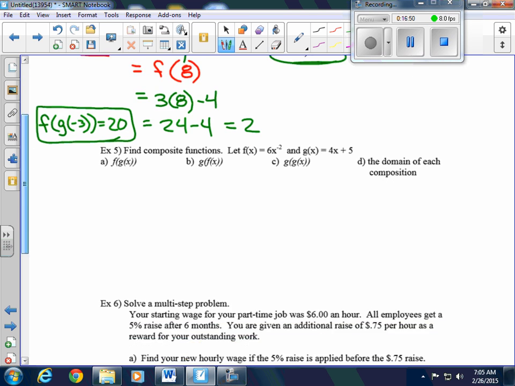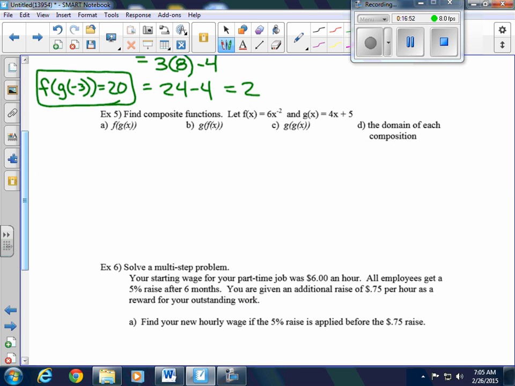Now in example 5, we're going to do the same thing, only we're going to find f of g of x instead of f of g of 3. What that really tells us to start with is that we're finding g of x. So we're going to take g of x and plug it into the f function. We're going to start on the inside and move it to the one on the outside.